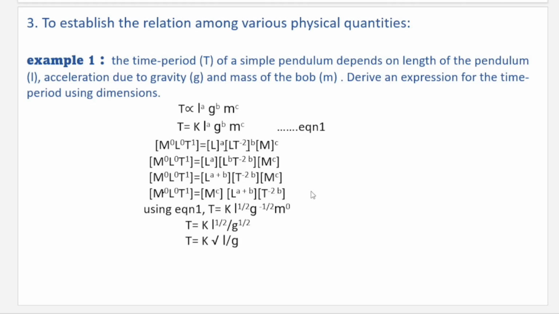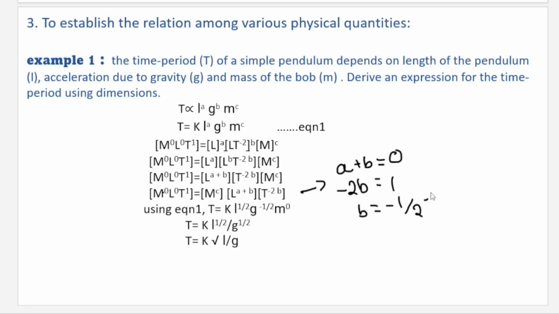Next, we need to find the values of the dimensions A, B and C. So A plus B is equal to 0. We cannot do anything here, so let's move on to the next one. Minus 2B is equal to 1. So B will be equal to minus half.